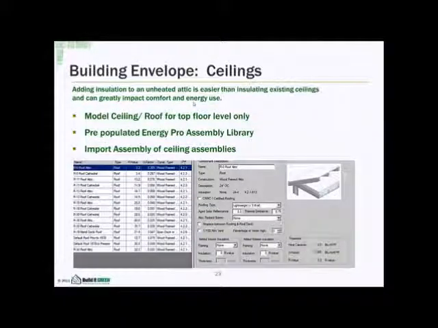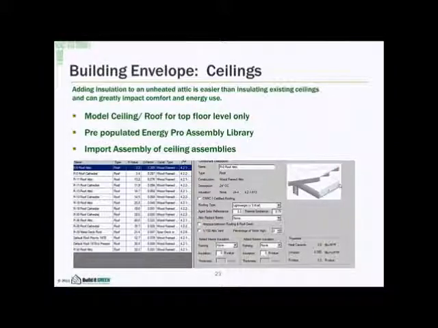So getting into the ceilings, very similar to the walls, very similar to the floors. You just right-click, add a roof into our rooms, and this should only be for the top floor only, unless you have different floor levels that have different areas with a roof, then you will model that out. But if it's a consistent high-rise, for example, you're going to just model the roof for the top level only. And again, use the pre-populated Energy Pro assembly. And if you don't see your assembly, you can always import it.